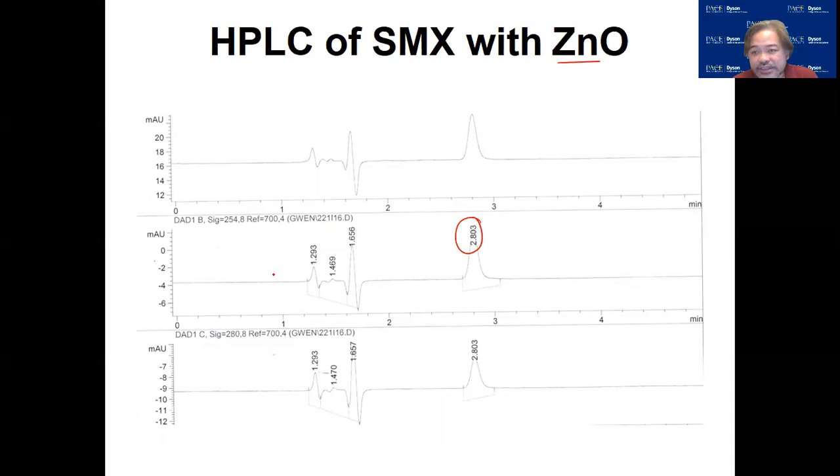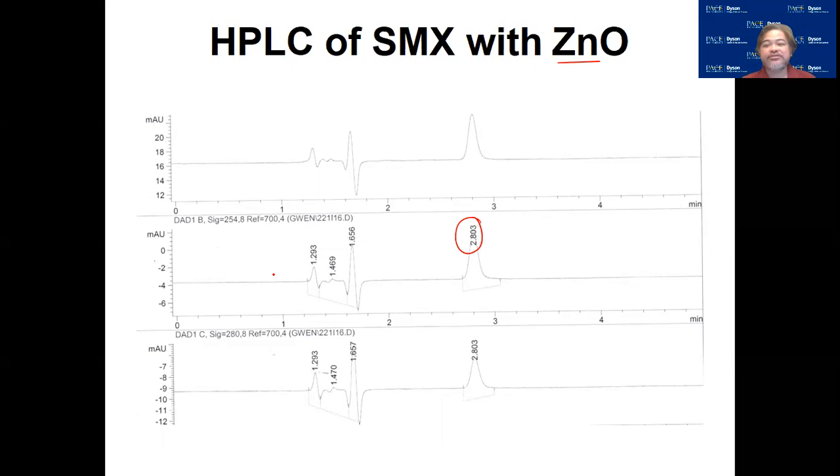So that's the challenge for you on how to improve this, because the initial results that we have, it is possible, okay, that some, if not all, of the antibiotics bind with the nanomaterials.